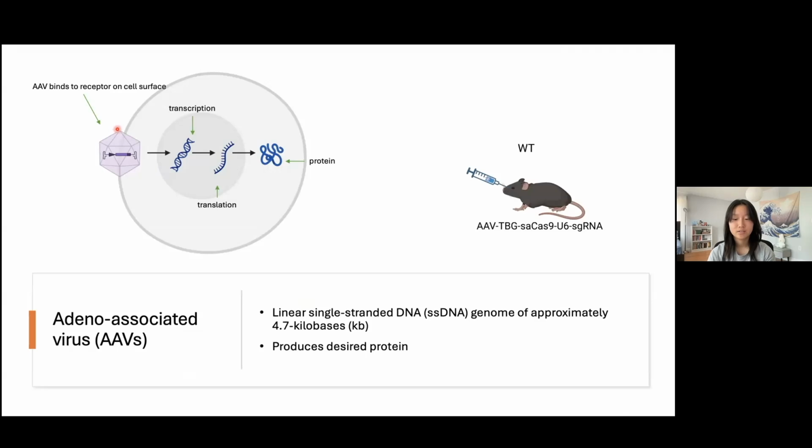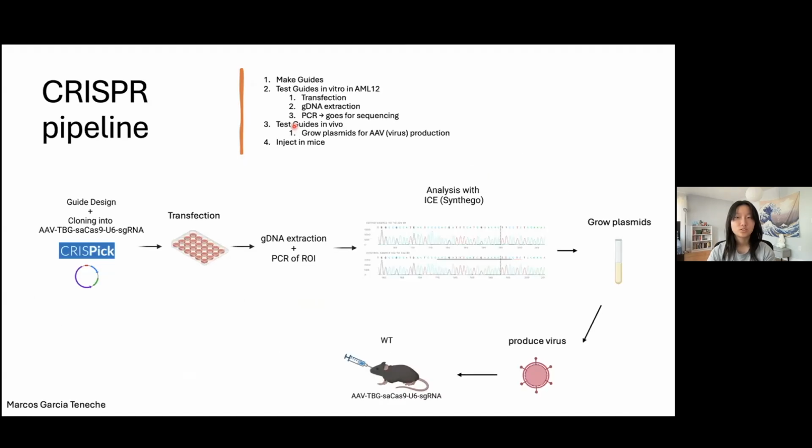endocytosis, and the virus will escape the endosome into the cytoplasm. The AAV particle will travel to the nucleus of the cell, where it'll uncoat and release a single-stranded DNA genome before it's converted to a double-stranded DNA. So the delivered DNA can then be transcribed and translated by the host cell's machinery, leading to the production of the desired protein.